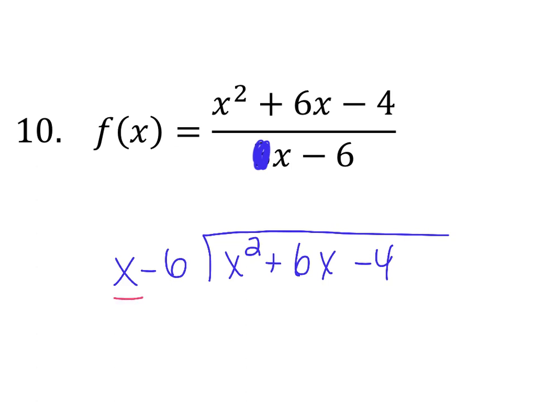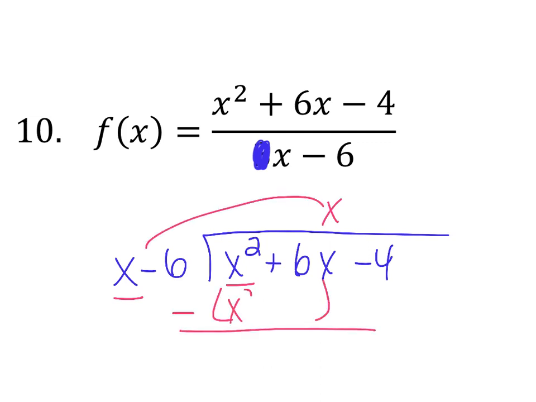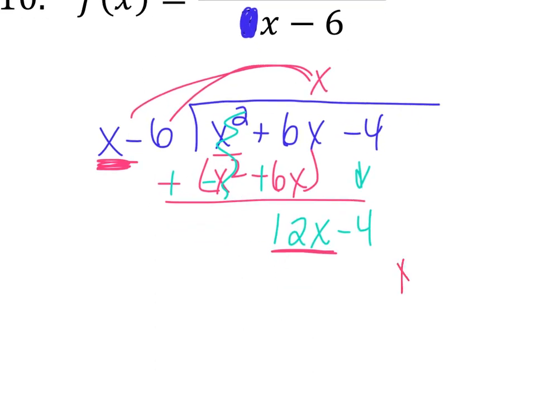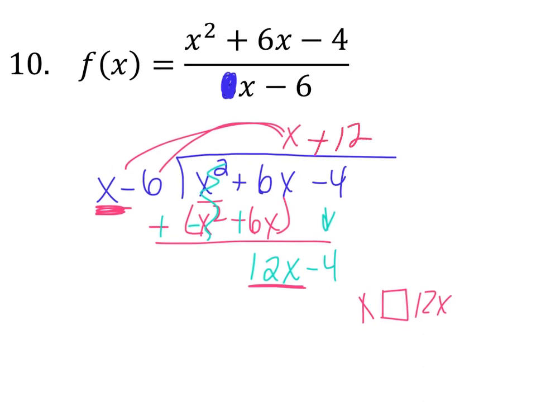So here we go. X into x squared is x. So x times x is x squared. X times negative 6 is negative 6x. Guys, this does not just cancel out. Before you subtract, what do you have to do? Distribute, distribute, distribute. So 6x and 6x is 12x. X squareds cancel out. Now I bring down what? The negative 4. And what do we do? All over again. X into 12x. Well, x times what gives me 12x? 12.